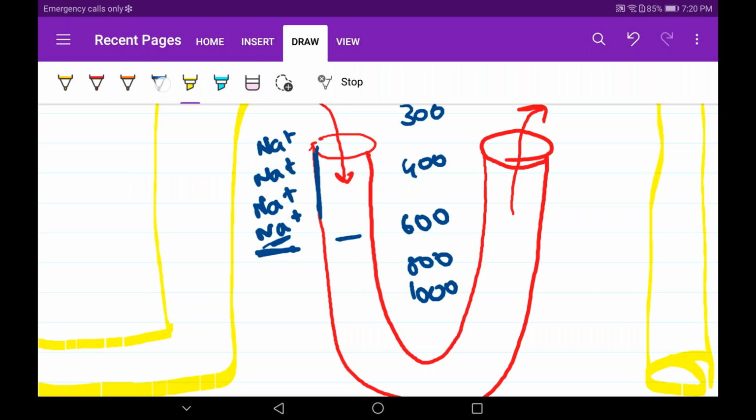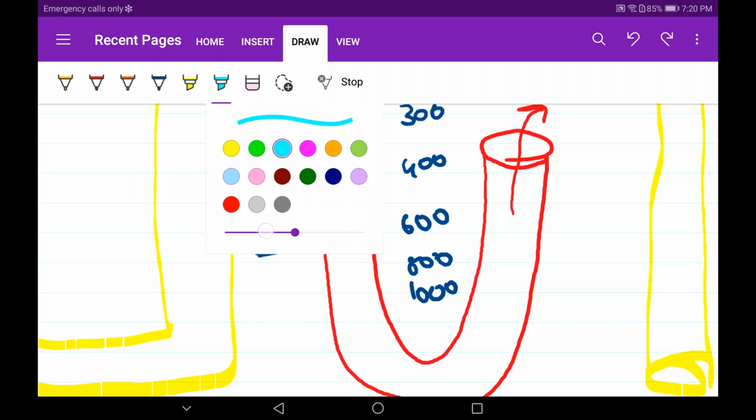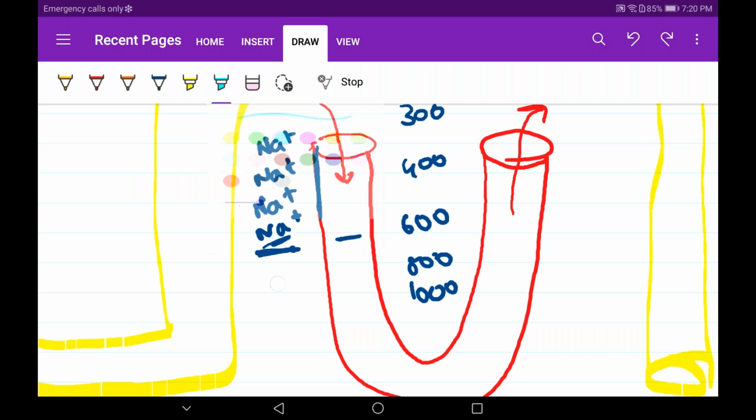So I'm drawing it with a blue sketch pen. Yes, it's going inside like this. Sodium from higher concentration to lower concentration. Okay, we know this process, right? I'm talking about the vasa recta. I'm not talking about any tubule. Nephron is not involved over here. Okay, now this sodium is getting accumulated completely over here like this.